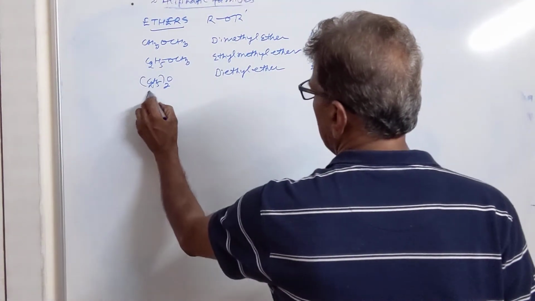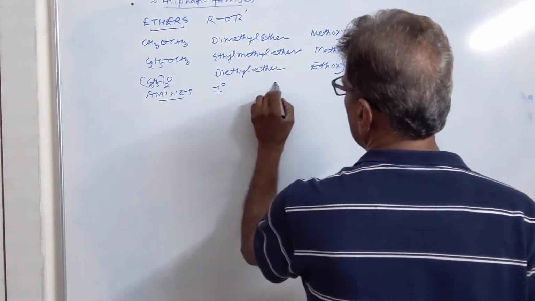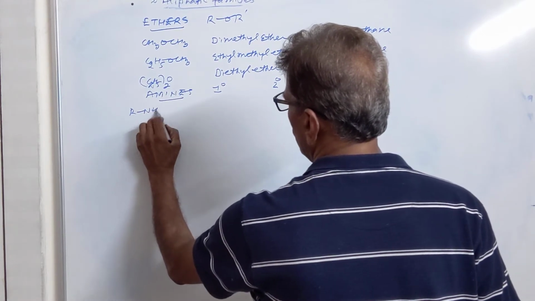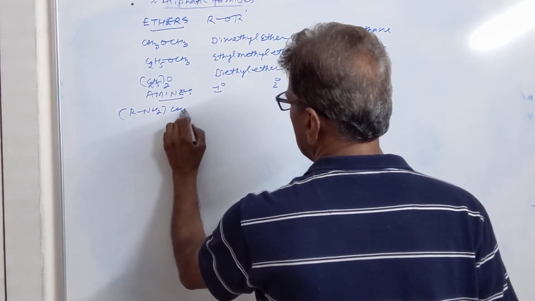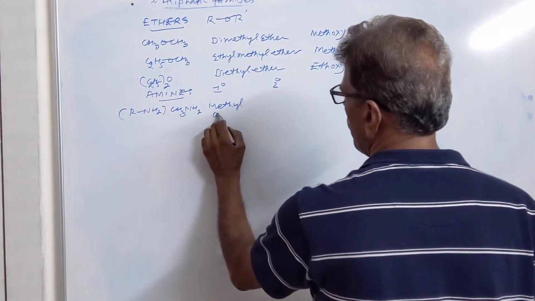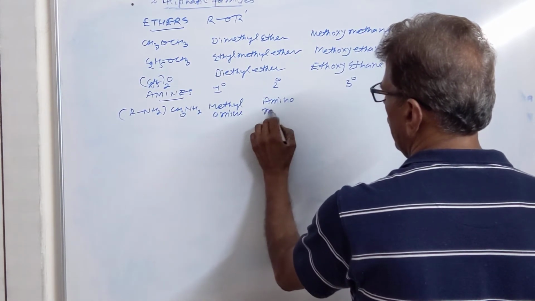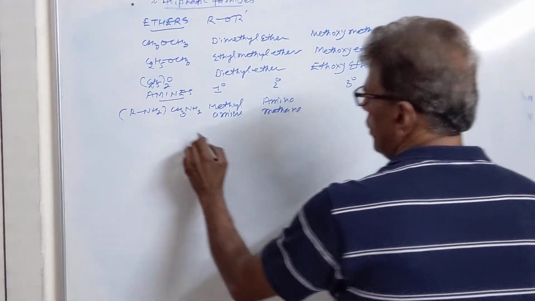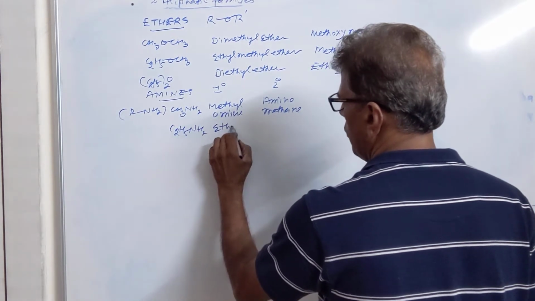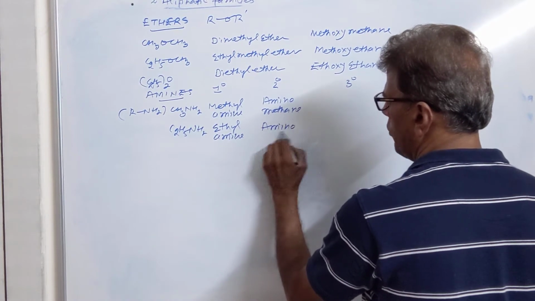Then we have next class, that is amines. They are of three types: primary, secondary and tertiary. Primary amines, first of all, have NH2. First member is CH3NH2. Common name methylamine. IUPAC name aminomethane. Then we have C2H5NH2. This is called as ethylamine. IUPAC name aminoethane.